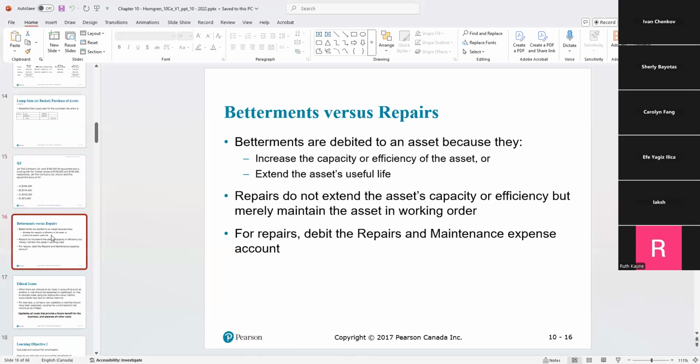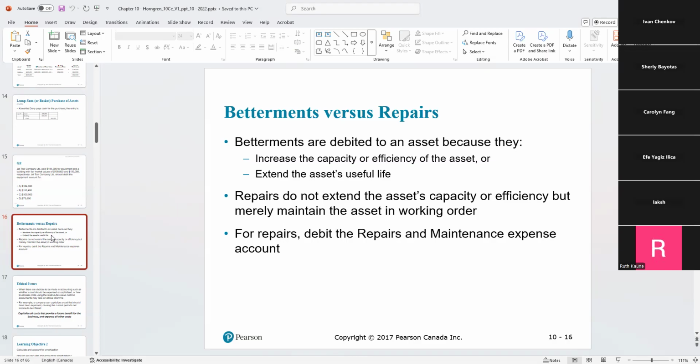Next thing that we have to do is establish what is repair and what is betterment. Now, repair is a part of the normal maintenance of the asset. We're doing the repair for only one purpose, so the asset can fulfill the purpose for which the asset was bought in the first place.